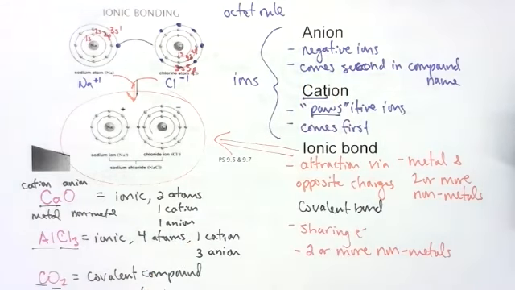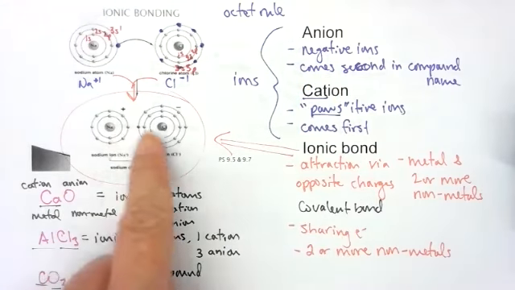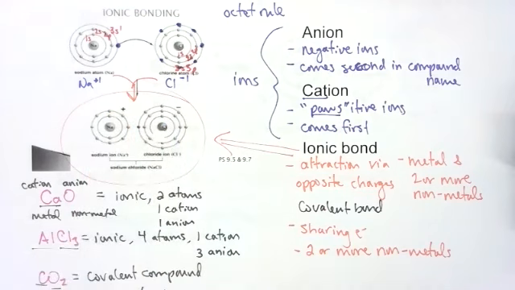Anions are negative, they come second. The ionic bond is the attraction between the positive and negatives. Covalent is sharing electrons. We also said that an ionic bond is a metal and one or more nonmetals, whereas a covalent is just nonmetals. So carbon and oxygen are both nonmetals, which makes that covalent. All right, so that kind of gets us started. Make sure you have all these basics down before we jump into naming compounds.